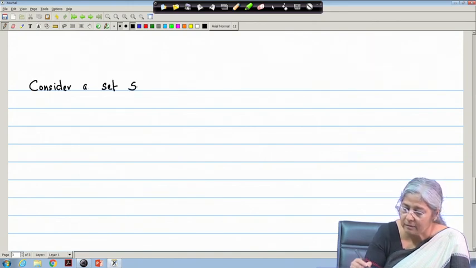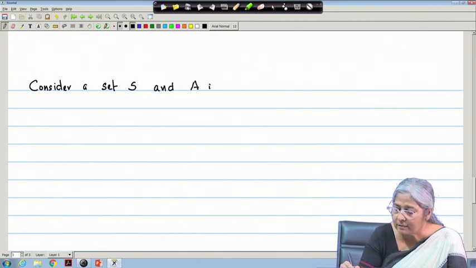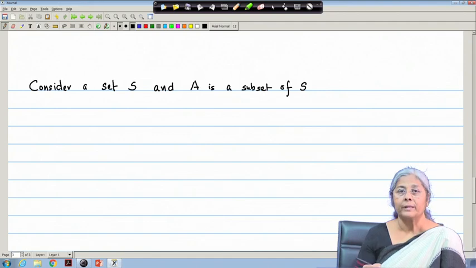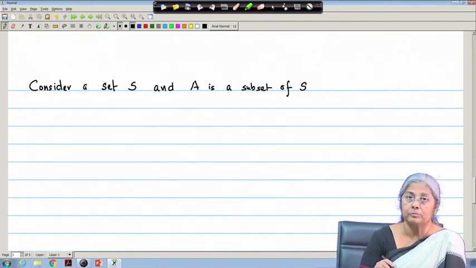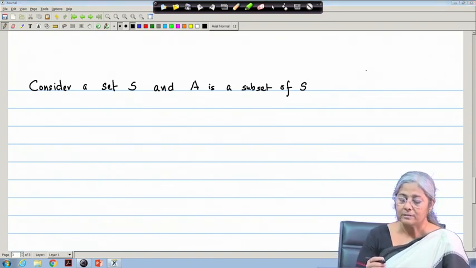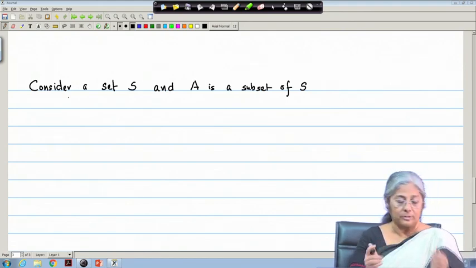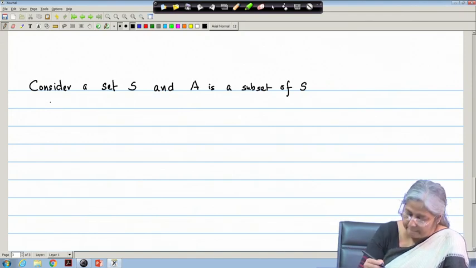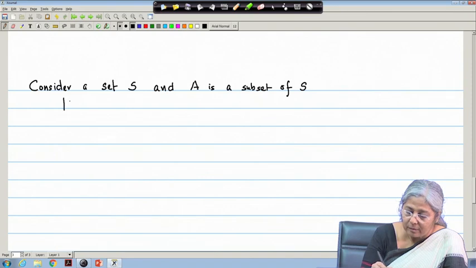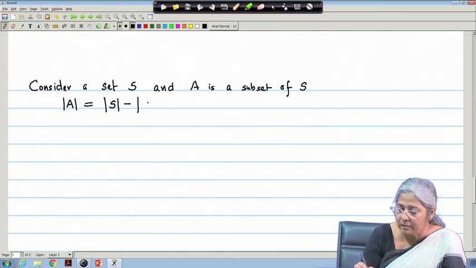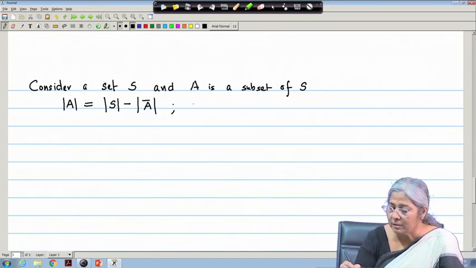Set S, and A is a subset of S. Now, if we try to find out the number of objects in A, then we can indirectly write that the cardinality of A is the cardinality of S minus the cardinality of A complement.